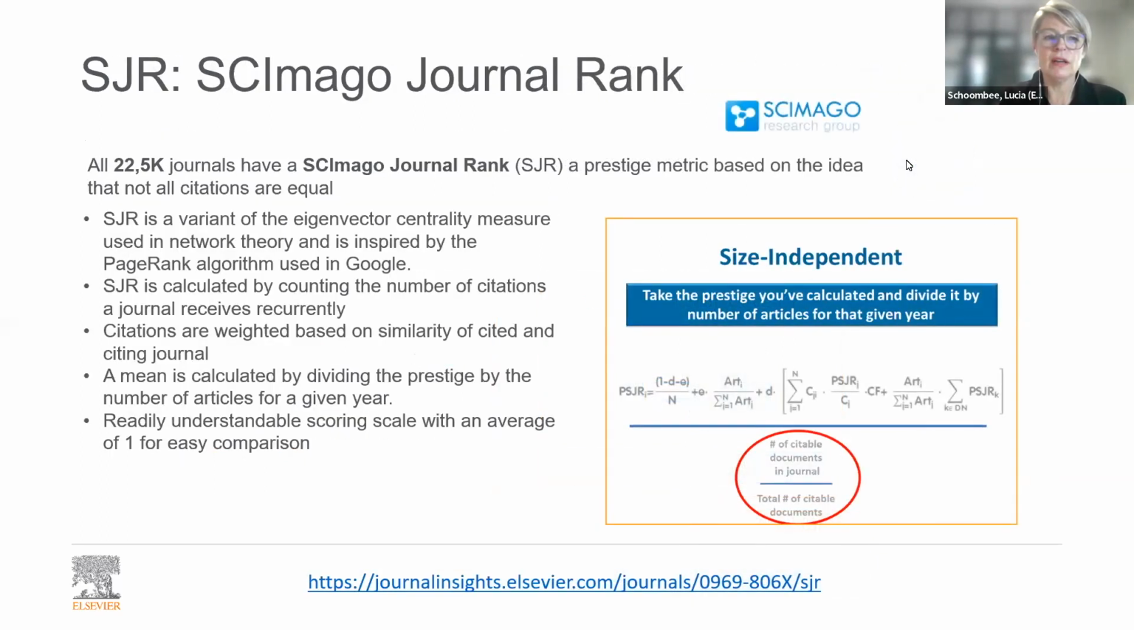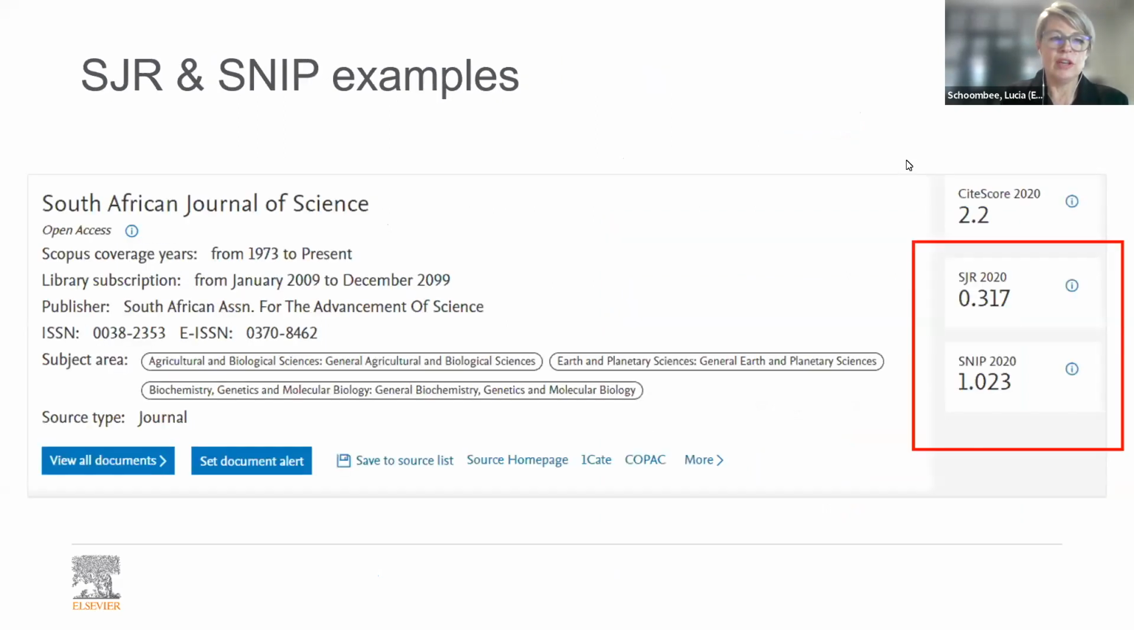Then we have the SCImago Journal Rank, which is a very interesting metric because it assumes that not all citations are equal. Citations are weighted by the ranking or the SJR of the journal where the citation is coming from. There we also have a scoring scale with an average of 1, which makes it easier to do comparison. The calculation of the SCImago Journal Rank is very similar to the PageRank algorithm used in Google, but with the added dimension that the citations are weighted by where they are coming from. So two very important normalized metrics are made available in Scopus.